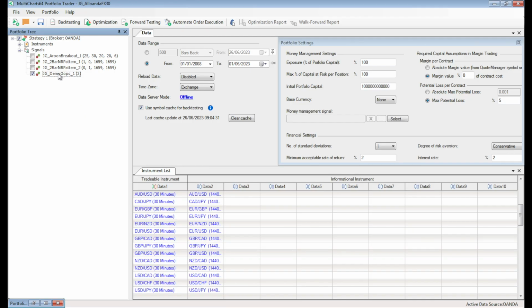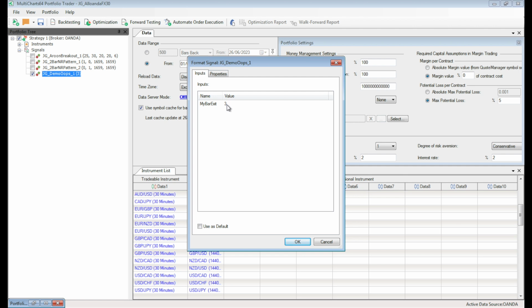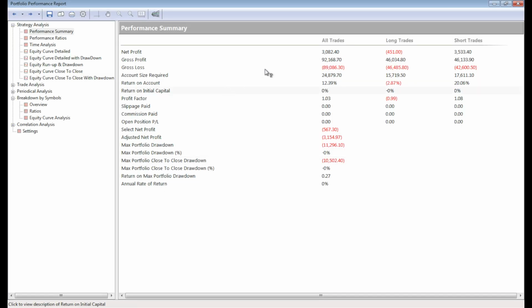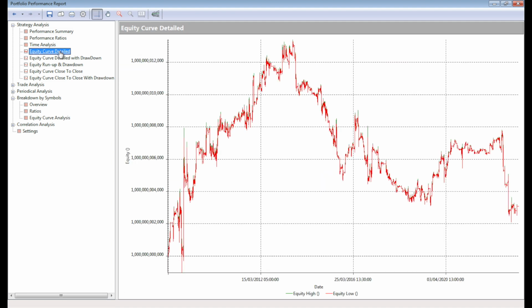Now let's go and have a look at our next test using the 3-day exit. Okay, now you can see that I've changed the input to exiting after 3 days in the trade. So let's have a look at the results. Net profit, 3,000 pips. That's much less than before using the 1-day exit. The equity curve's definitely worse as well, but let's look at the individual markets.